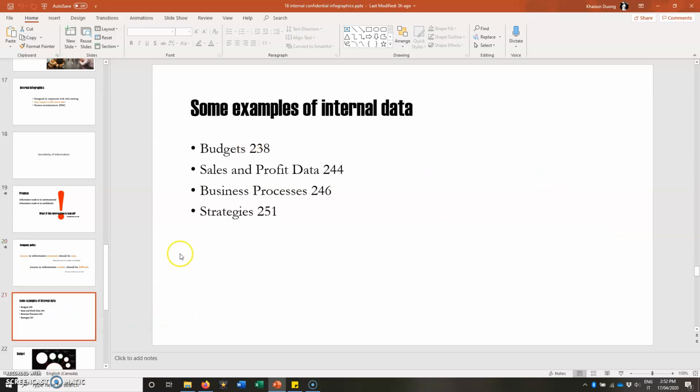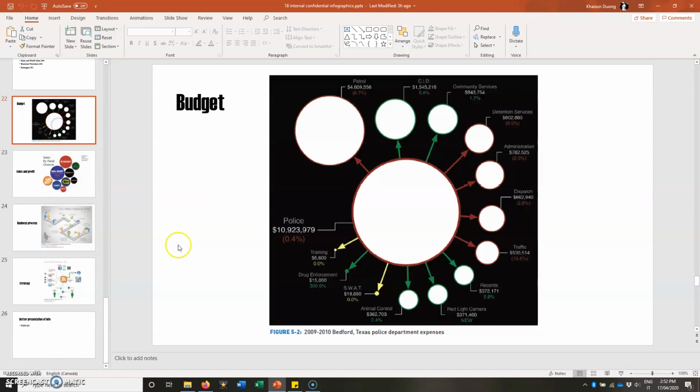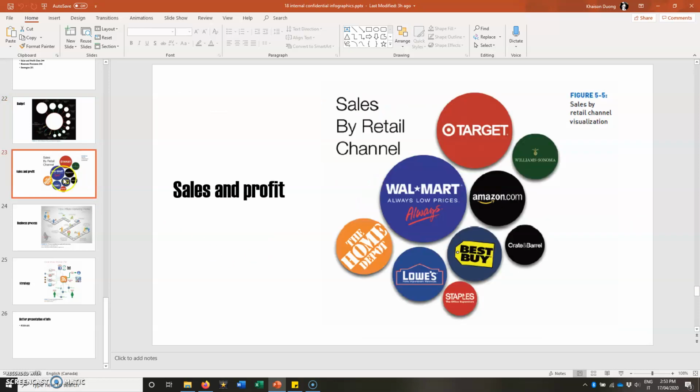Okay, so some examples of these are in your textbook. For example, here's a budget for the police force. I don't know if this wants to go public, right? But maybe the police force wants to just have it among themselves and not have it shared all over the city or all over the world. Okay.